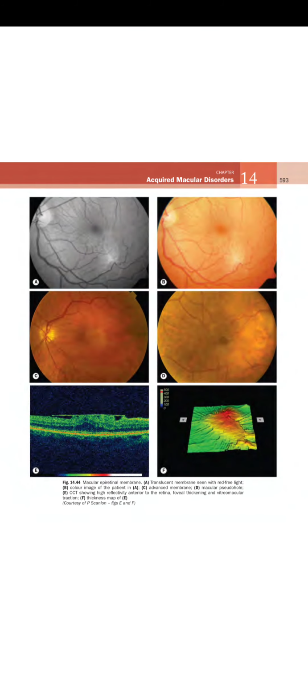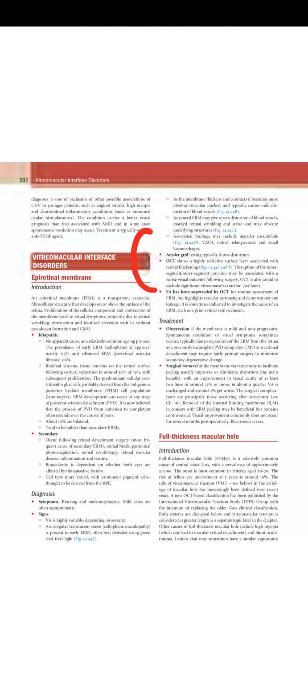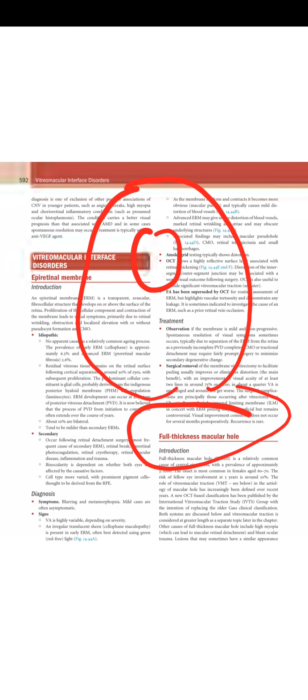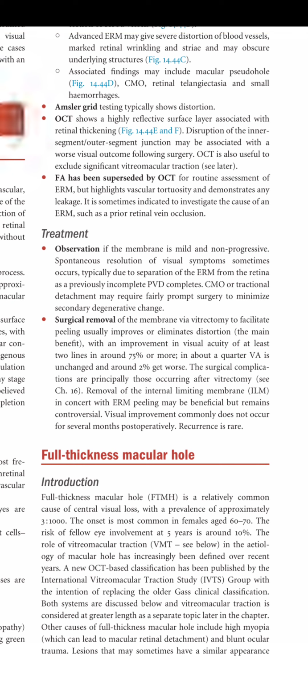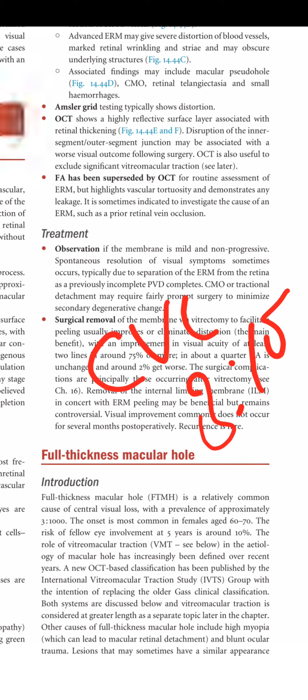So next is a full thickness macular hole. Whenever there is a hole in the macular area, most of the time at the fovea, it is known as a full thickness macular hole. A full thickness macular hole is a relatively common cause of central visual loss with a prevalence of approximately 3 in 1000. The onset is most common in females aged 60 to 70 years. The risk of fellow eye involvement at 5 years is around 10%.